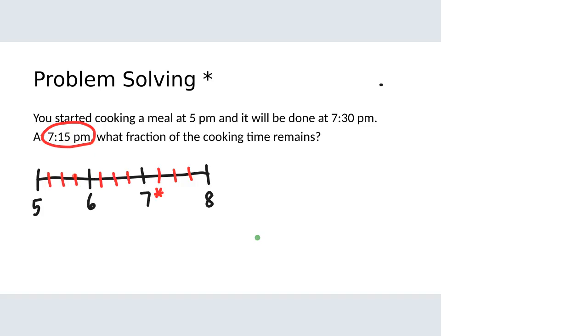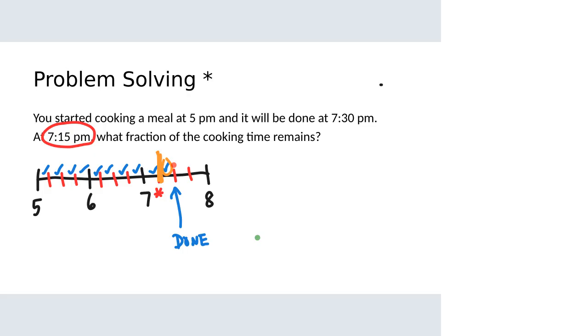And then also an important number is that we're going to be done right here at 7:30. Okay, so we'll just count them up and see how many we have all together. It looks like all together I have 1, 2, 3, 4, 5, 6, 7, 8, 9, 10. So I have 10 of those 15-minute intervals. And if I'm here at 7:15, then I only have 1 left. So of the 10 that are left, I only have 1 still to go.